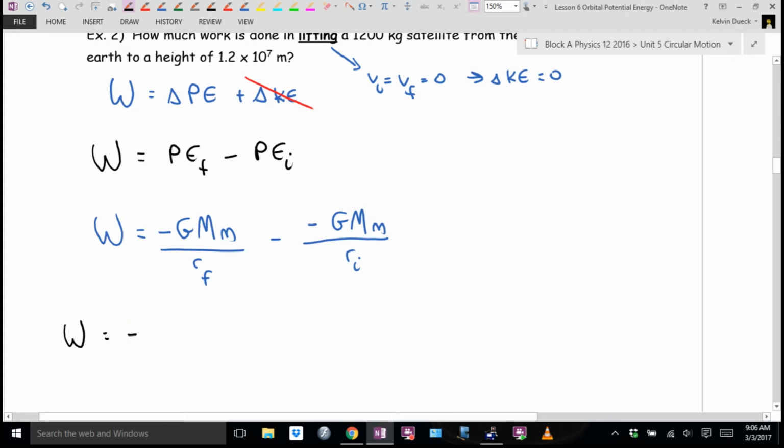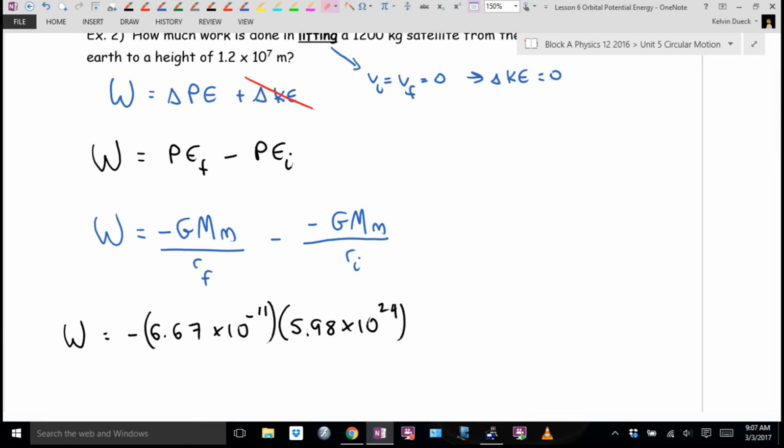Negative big G. Anyone? 6.67. Big M, since we're around the Earth. By the way, do the little m's cancel here? There's 2 of them. Is there an m in the W there, though? No. And it takes more fuel to put something heavier up there, so they shouldn't cancel. It's way more expensive to put the ISS up there than a little communication satellite. Okay? What is little m? I've scrolled down. 1,200, was it?